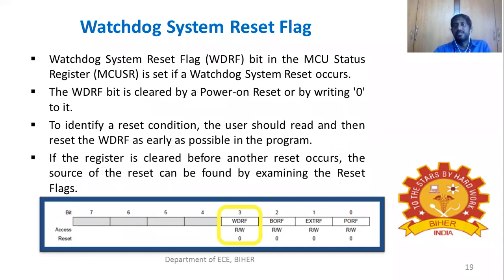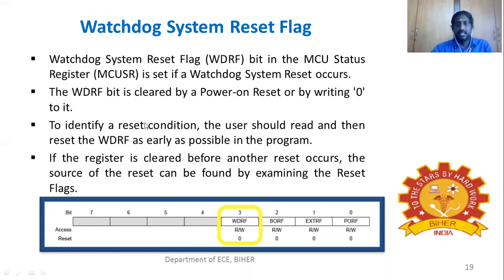So, the watchdog timer system reset flag. The watchdog timer system reset flag in the microcontroller MCU status register is set if a watchdog system reset occurs. So you need to set and reset this flag according to a system reset condition. It is set if a watchdog system reset occurs, otherwise it is reset, or 0. If it is set, the value is 1. The watchdog timer reset flag is cleared by power-on reset or by writing 0 to it. So 1 means it is set, 0 means it is reset, according to a power-on reset.